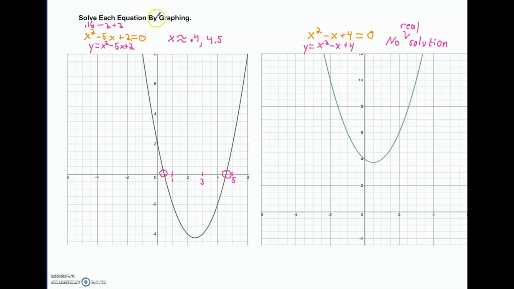Bottom line, when you're solving equations by graphing, talking about parabolas, quadratic equations, you're looking to see where that equation equals 0. So where does it cross the x-axis? Awesome stuff, y'all. See you in the next video. In later videos, we're going to see how to solve these things without graphing. Oh, can't wait.